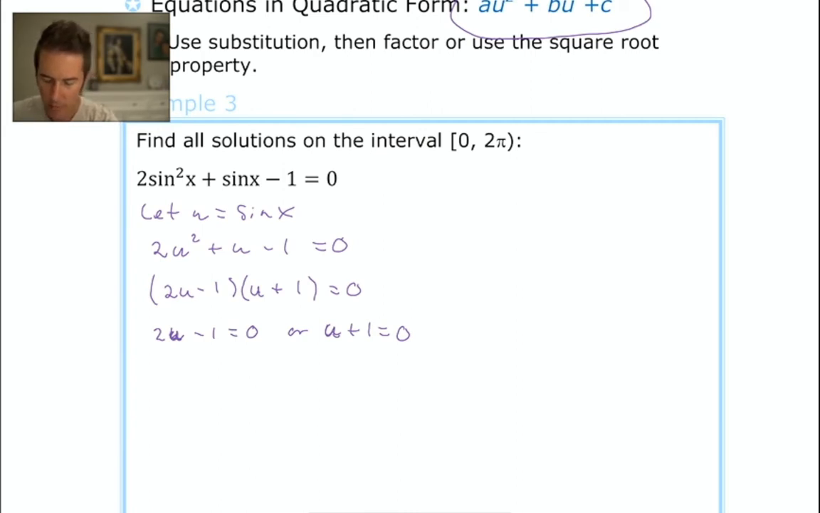All right, let's solve both of these equations for u. On the left-hand equation, I'm going to add 1 to both sides and then divide by 2, which gives me a u value of positive 1/2. The right-hand equation, simply subtracting 1 from both sides, gives me a u value of negative 1. Are those my solutions? No, I'm not trying to solve for u, I'm trying to solve for x. We need to back substitute at this point.